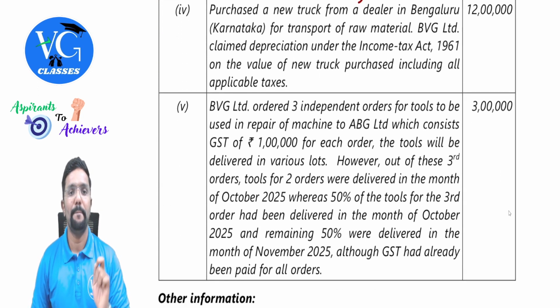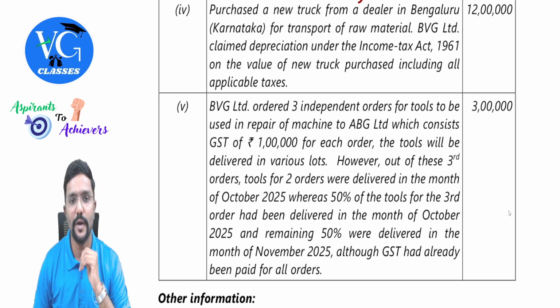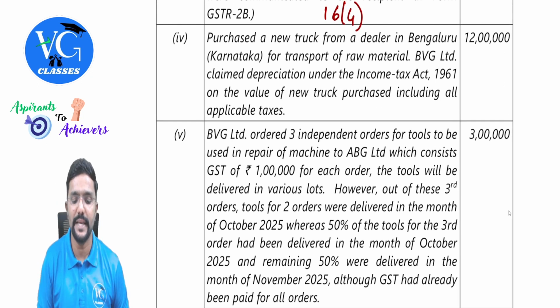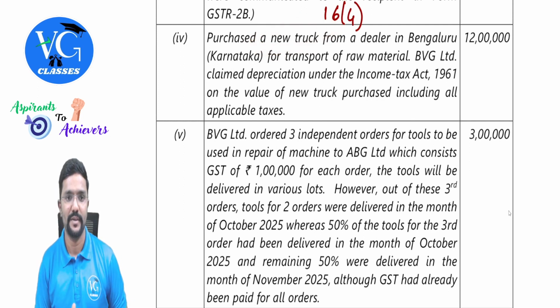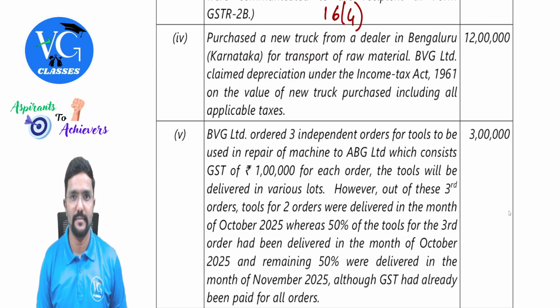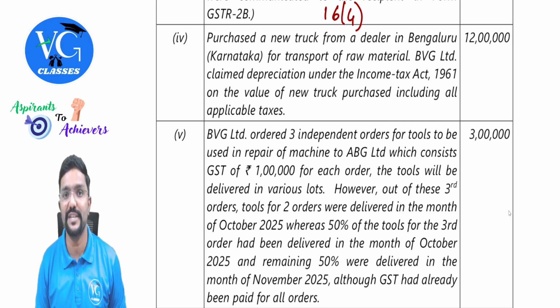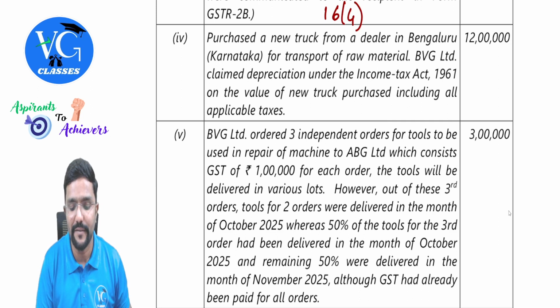Next, fourth one. Purchased a new truck from a dealer in Bangalore, Karnataka for transportation of raw material. BVG Limited claimed depreciation under the Income Tax Act 1961 on the value of the new truck purchased, including all applicable taxes. Guys, see, if it is a truck, credit is not blocked under section 17(5). But if depreciation is claimed on the GST component in income tax, that means if GST has been capitalized to calculate the actual cost of an asset to claim depreciation in income tax, then there is no GST credit available.